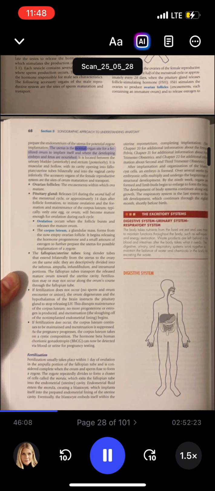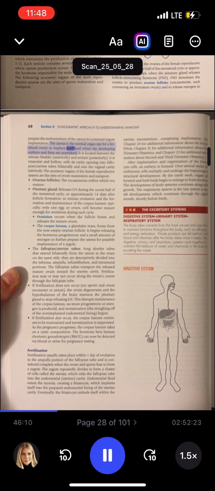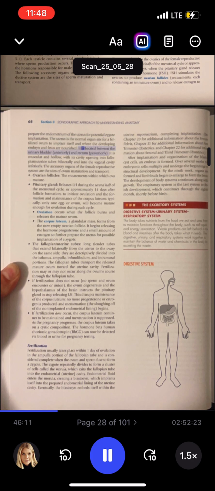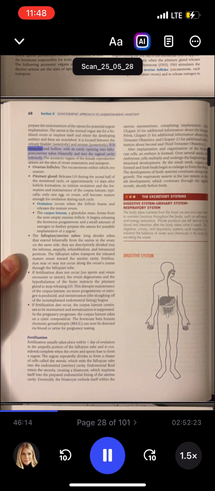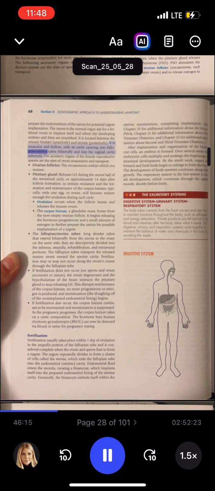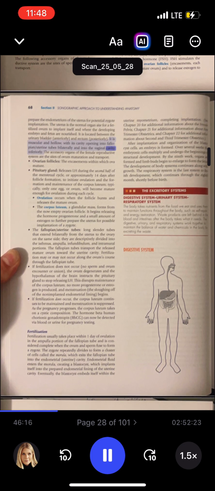The uterus is the normal organ site for a fertilized ovum to implant itself and where the developing embryo and fetus are nourished. It is located between the urinary bladder anteriorly and rectum posteriorly. It is muscular and hollow, with its cavity opening into the fallopian (uterine) tubes bilaterally and into the vaginal cavity inferiorly.